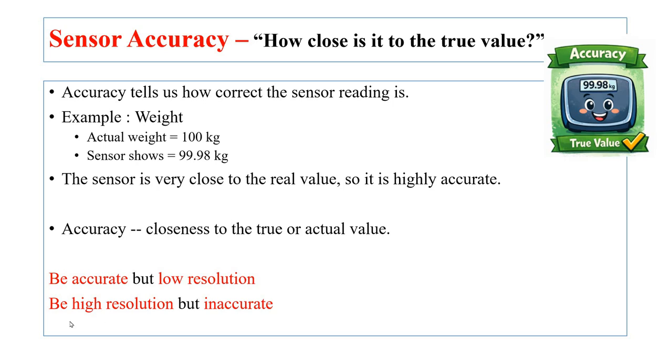Now a sensor can be accurate but have low resolution, and it can also have high resolution but be inaccurate. Here you can say that the sensor is 99.98% accurate with an error rate of 0.02%. This is about the sensor accuracy.